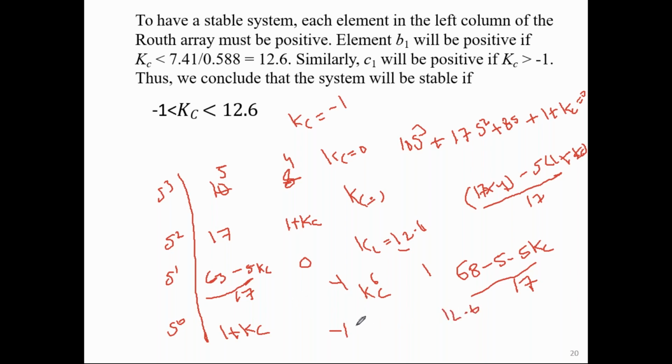Then you can take any value in between this region. If you take any value other than -1 or 12.6, this system will be stable. See here, c1 will be positive if kc is greater than -1. This is one condition; kc is less than 12.6 is the other condition. Okay, so we conclude that the system will be stable if the kc value lies in between -1 and 12.6, but it is not exactly -1 and it is not exactly 12.6. It should lie in between these two.